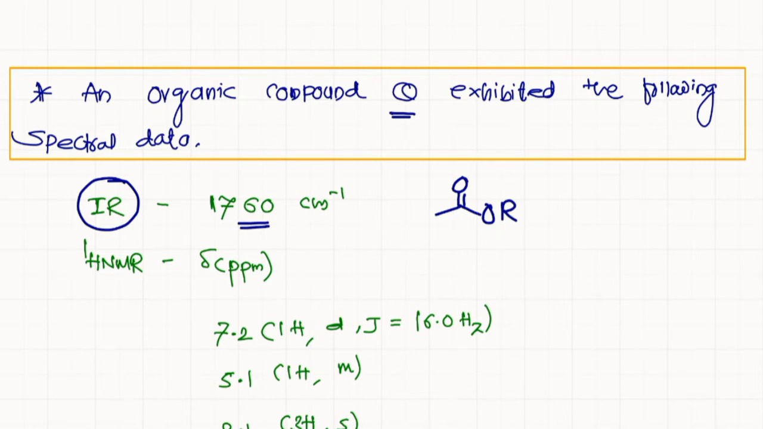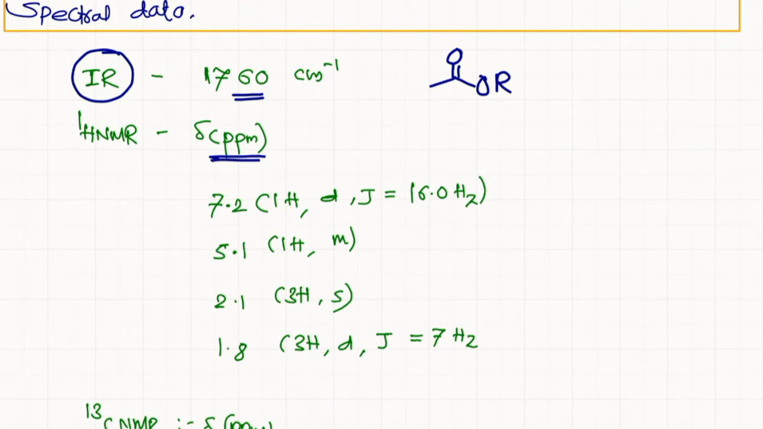The second data is given by H1 NMR in delta ppm values. There are 4 signals. One is at 7.2, 1 hydrogen doublet, and the coupling constant is 16 Hertz. Second signal is 5.1, 1 hydrogen multiplet. Third signal 2.1, 3 hydrogen singlet, and lastly 1.8, 3 hydrogen doublet. If you combine all these protons, you get 3 plus 3 plus 1 plus 1, so there must be 8 hydrogens in the compound.